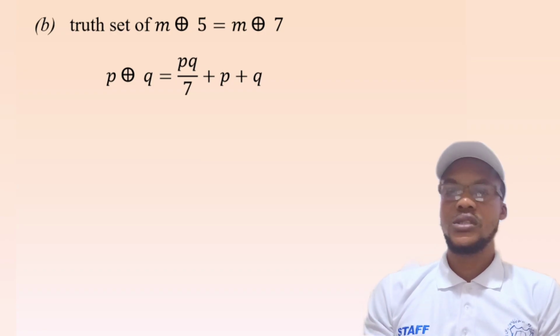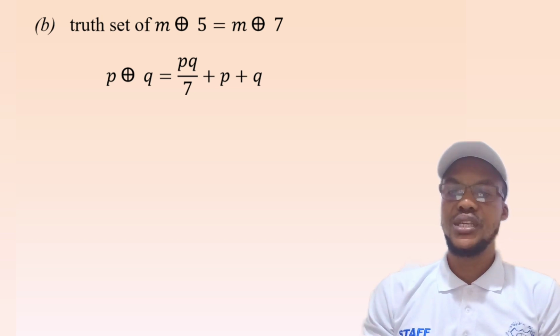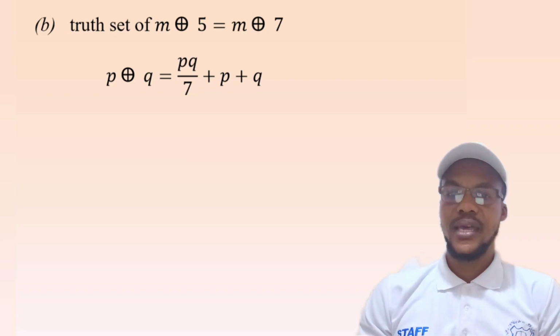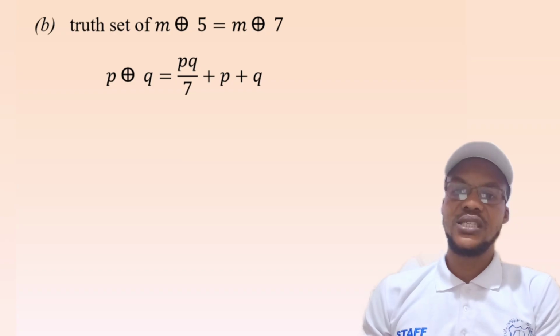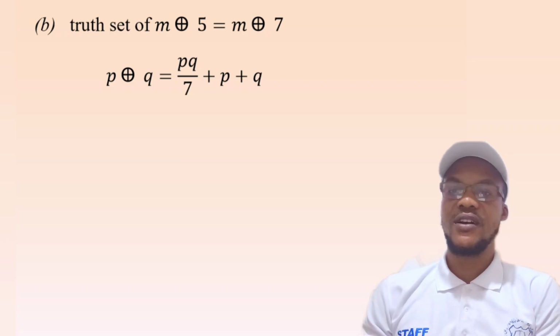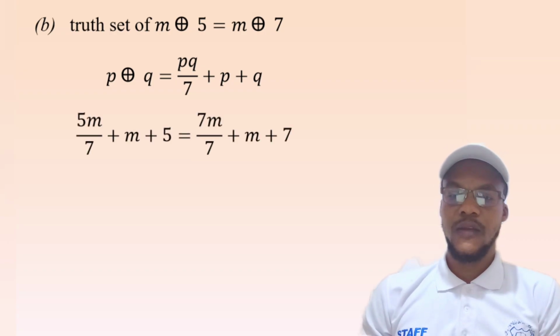So we are resolving it the same way. We only do substitution. So whenever we see P, we put M there, and whenever we see Q, we put 5 there. Then equate to the same expression, whenever we see P again, put M there. Whenever we see Q, we put 7. Then we solve for M.